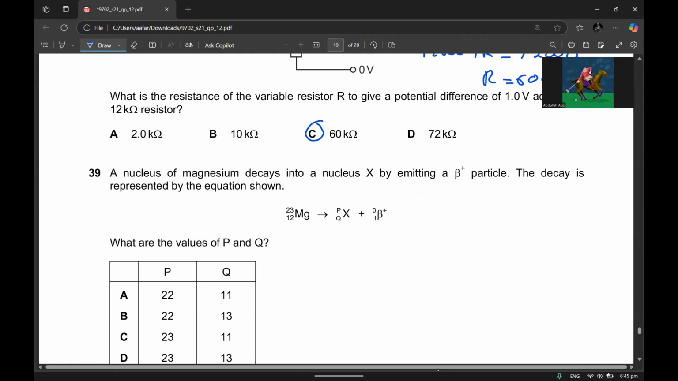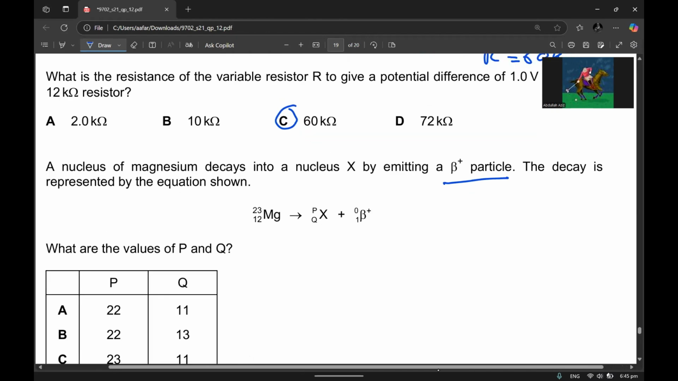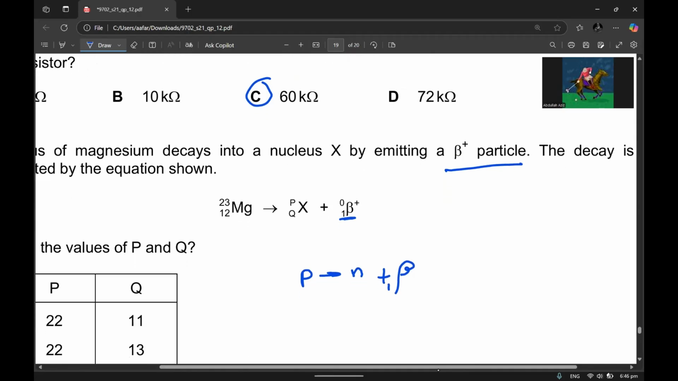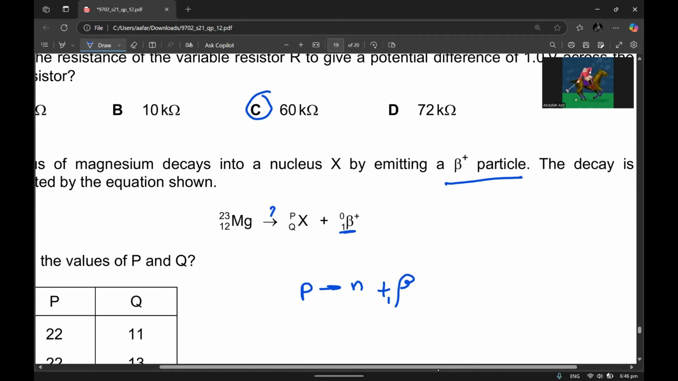A nucleus of magnesium decays into nucleus X by emitting a positron. The decay is represented by the equation shown, with beta plus. What are the values of P and Q? Okay, basically what has happened is that when beta positive is released, a proton is converted into a neutron plus a positron. So this will remain the same. P is 23, while Q will be 11, since 11 plus 1 will be 12.